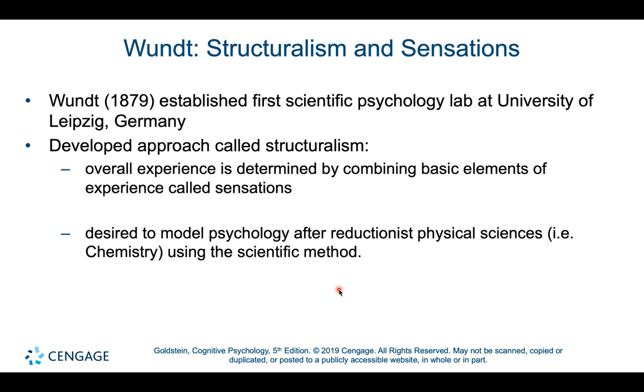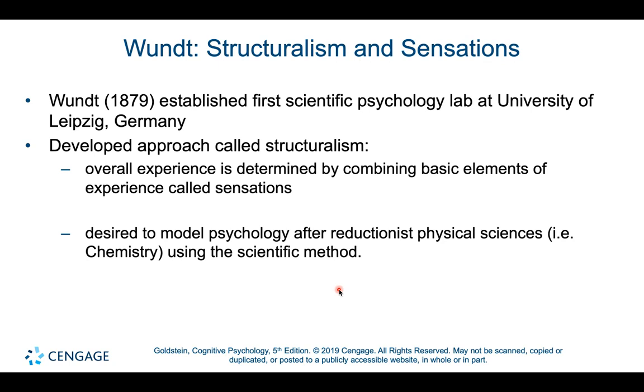Donders maybe didn't really consider what he was doing to be psychology. Psychology really grew, of course, out of philosophy. But in 1879, we have the foundation of the very first explicit scientific psychology lab at the University of Leipzig, Germany, by Wilhelm Wundt. Wundt created or founded what is now known as structuralism.